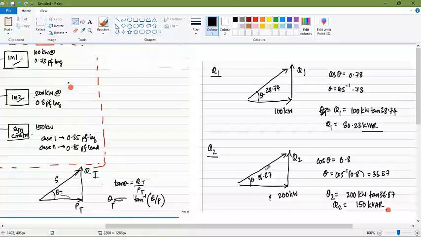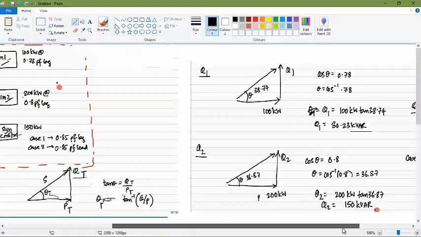So knowing theta, this angle, we can find our Q2 using the TOA of SOHCAHTOA. Making Q2 the subject, it will be 200 kilowatt, the real power on this side, tan of the angle 36.87, and once again we get Q2 to be 150 kVAR. That is for the second load.